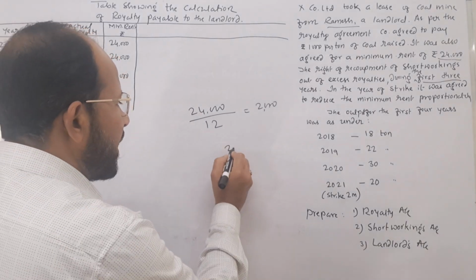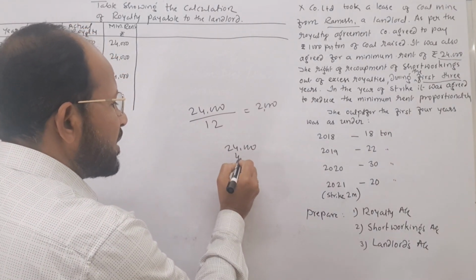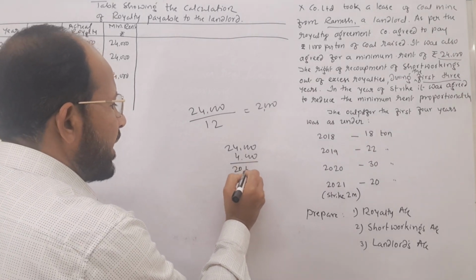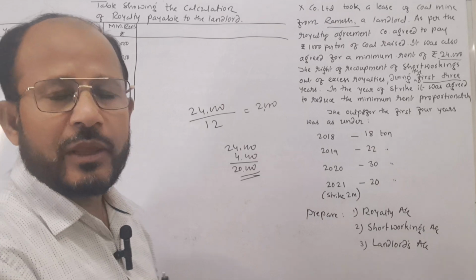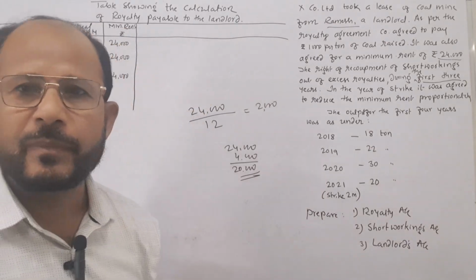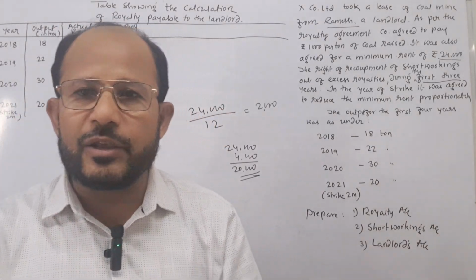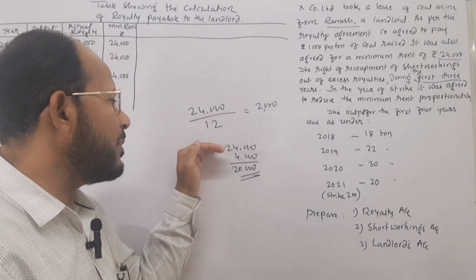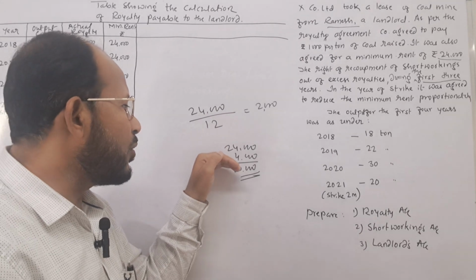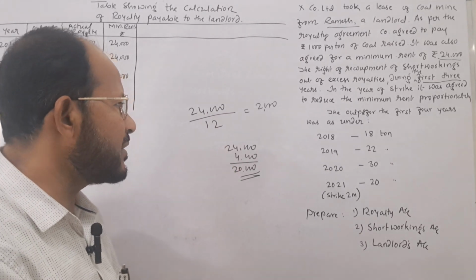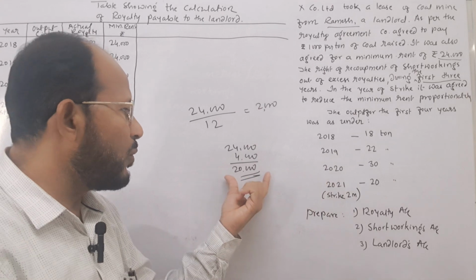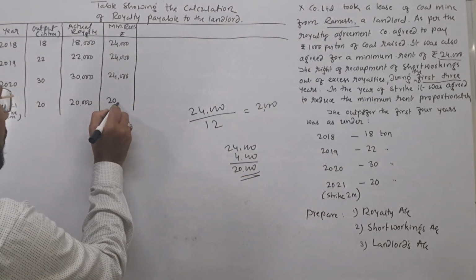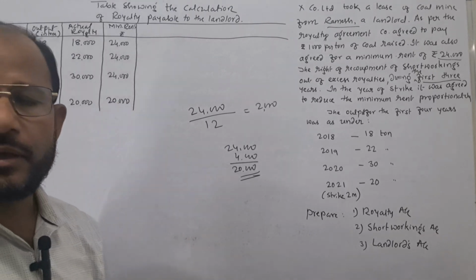Therefore, out of 24,000, what we have to do? This 4,000 is to be deducted. Then it comes to rupees 20,000. Why is it required to be reduced here? Just you see, 24,000 was the actual minimum rent, but here rupees 4,000 is deducted from this. In the year 2021, we have to take rupees 20,000 as the minimum rent.